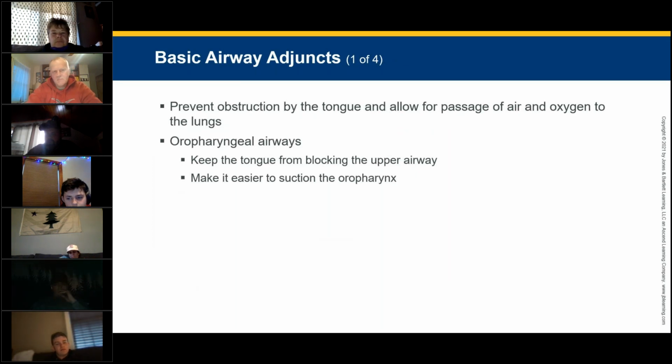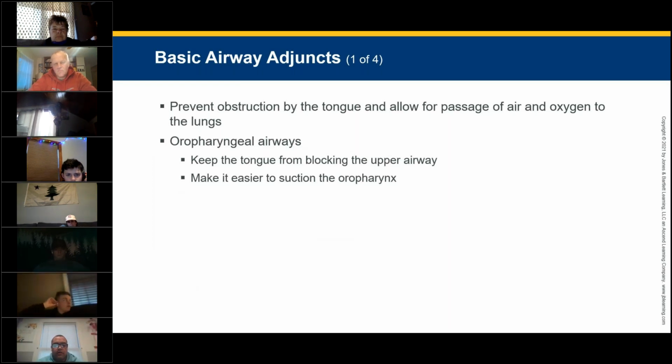Basic airway adjuncts. An airway adjunct prevents the obstruction of the upper airway by the tongue and allows for passage of air and oxygen to the lungs. The most commonly used is an oropharyngeal airway. It's a plastic device that goes in the mouth and keeps the tongue from blocking the upper airway, and it makes it easier to suction the oropharynx.